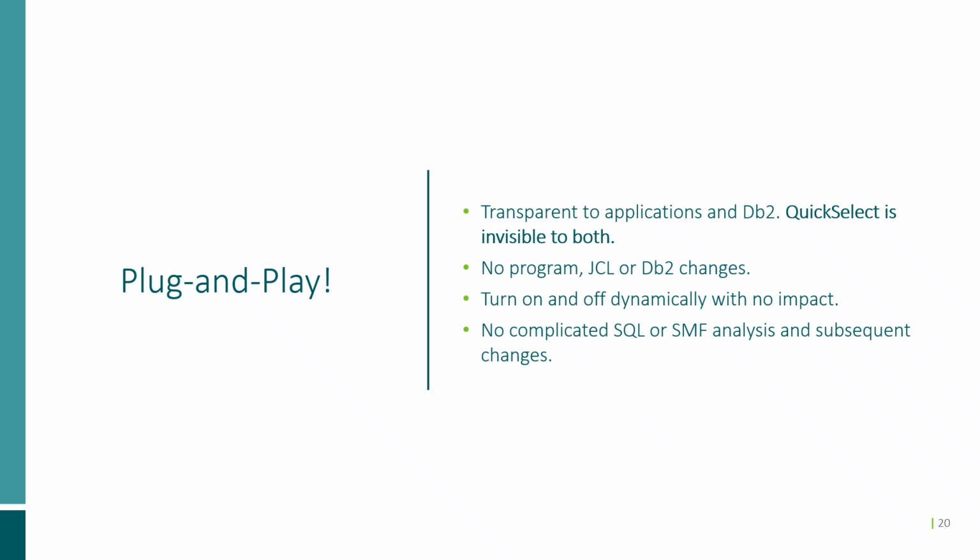Once you do, there's testing. It's very time-consuming. It's expensive. It's risky. If you have batch jobs to invoke QuickSelect, you don't have to change your JCL. We catch the batch jobs on the fly.